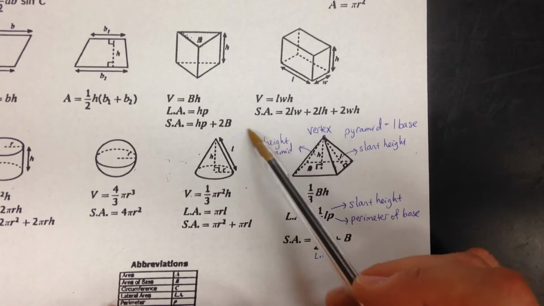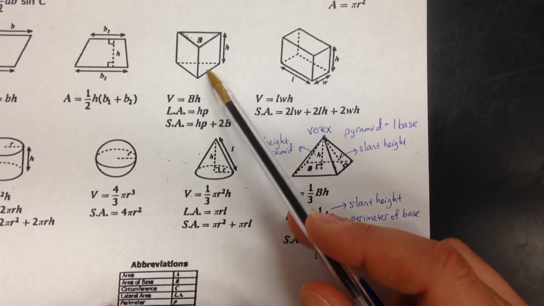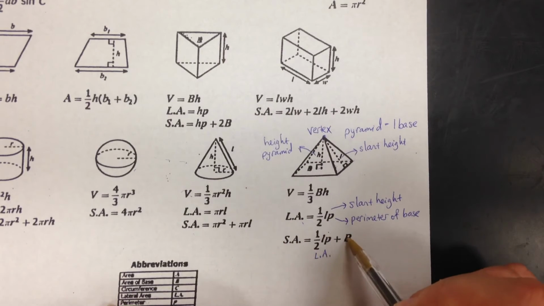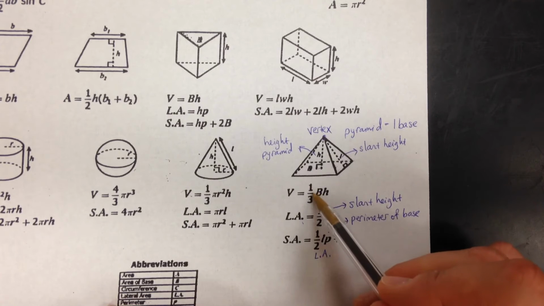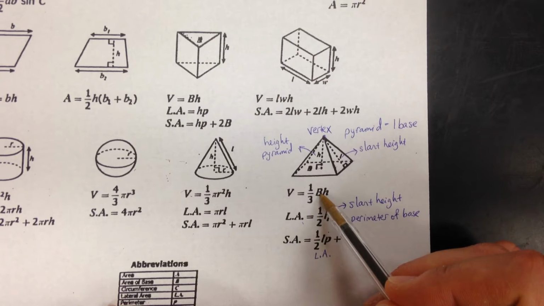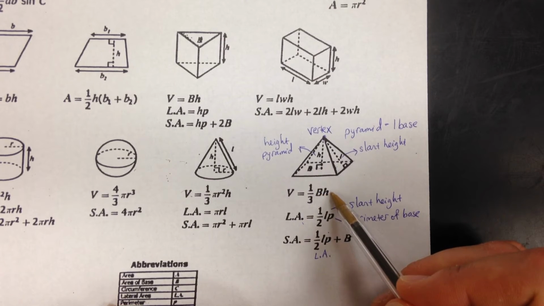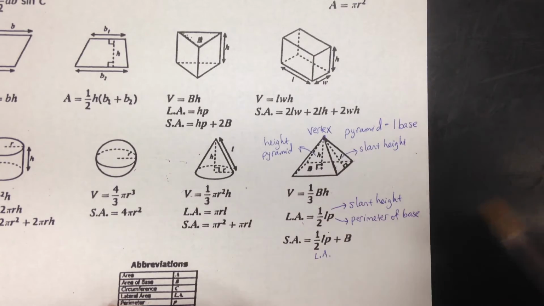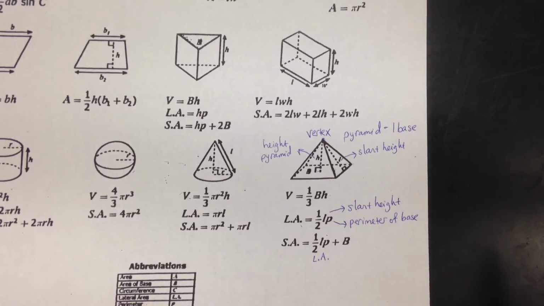Notice that for the prism, you have 2 bases. So you have to have the area of both bases. But for the pyramid, you only have 1 base. And then for the volume, it's 1/3 times the area of the base times the height. Okay, so the formulas are a little bit different. They're related, but they're different. So let's take a look at the example.